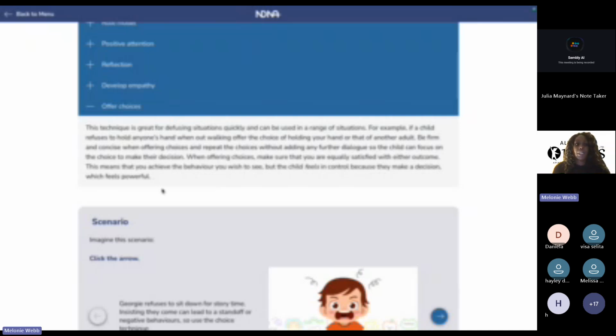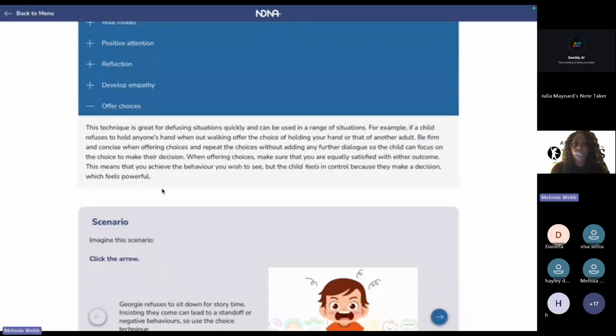So, offer choices. This technique is great for diffusing situations quickly and can be used in a range of situations. For example, if a child refuses to hold anyone's hand when walking out, offer the choice of holding your hand or that of another adult.